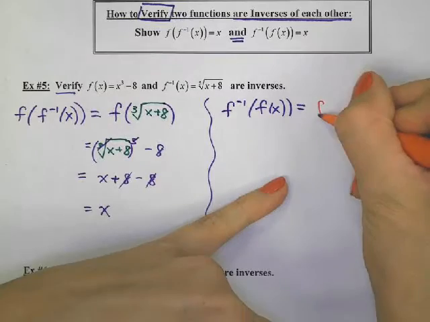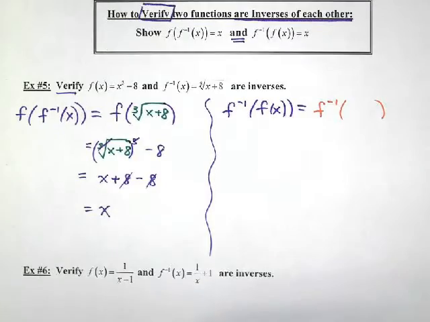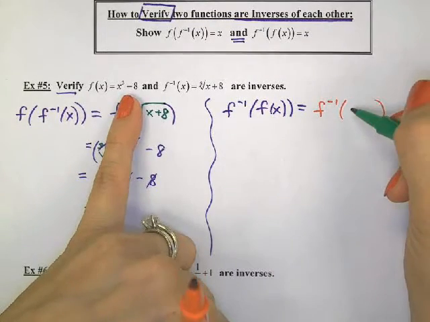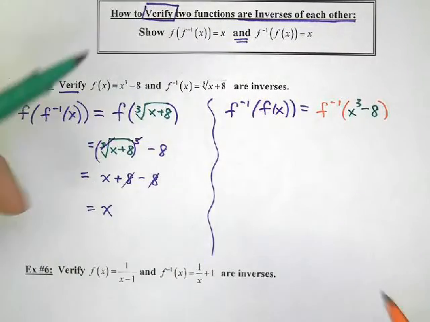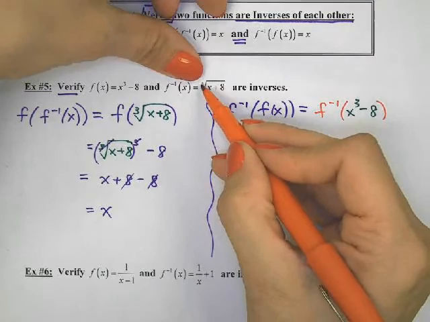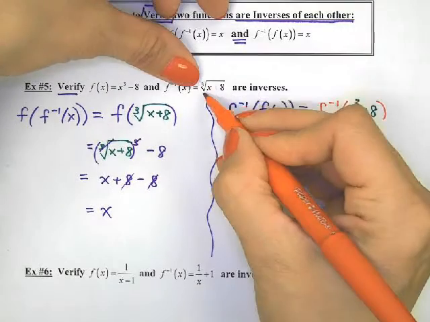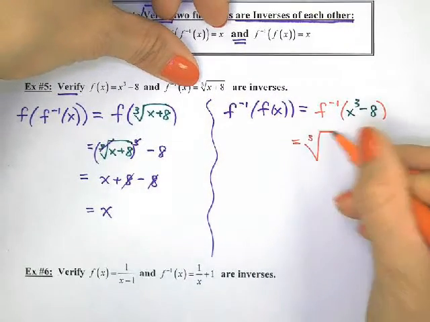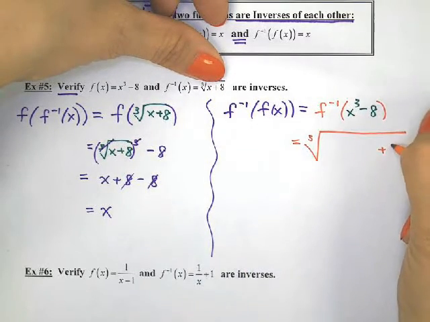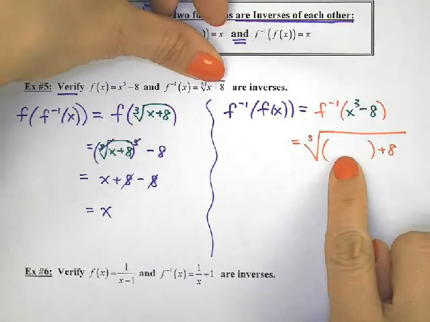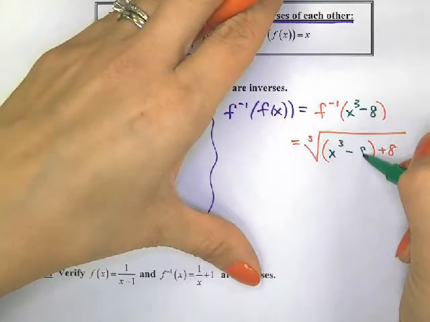Okay, on this side, we have to calculate f inverse of f of x. And f of x is x cubed minus 8. Okay, what does f inverse say? F inverse says take the cubed root of your input plus 8. So take a huge cubed root. Let me draw a huge cubed root. Your input plus 8. Okay, so here's me getting ready. Input plus 8. And the input is x cubed minus 8.